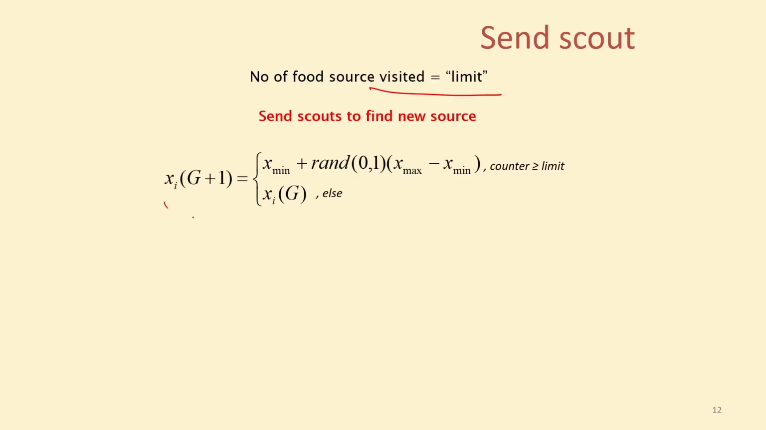So, the scout always tries to be sent to an unexplored position. It means that you have to generate a new random number, and that random number need not be the random number that has been already in place. According to that you have to generate a random number, but it has a certain limit. So, this is the scout phase. These are all the 3 phases by means of which you can understand the artificial bee colony algorithm.